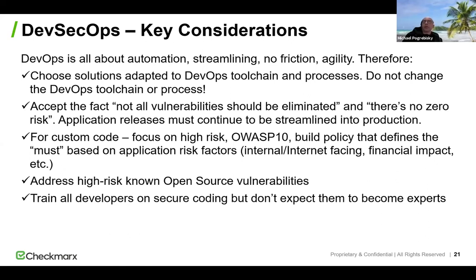So if we try to summarize this and chase down the right kind of recipes of how this needs to be done correctly, we know that DevOps is about automation, as little friction as possible, as much agility as possible. So when you choose tools and solutions for DevOps, you really don't want to change whatever you have already. So your application security tools need to be able to play nicely with what you have right now.